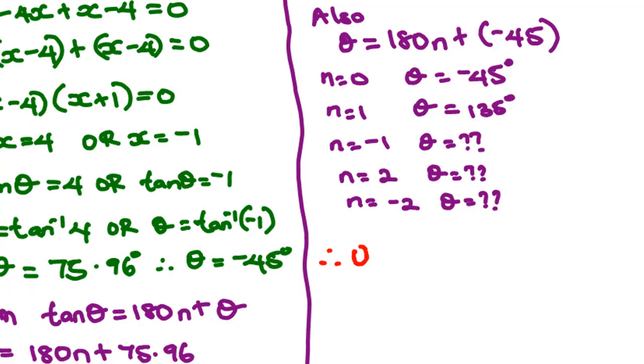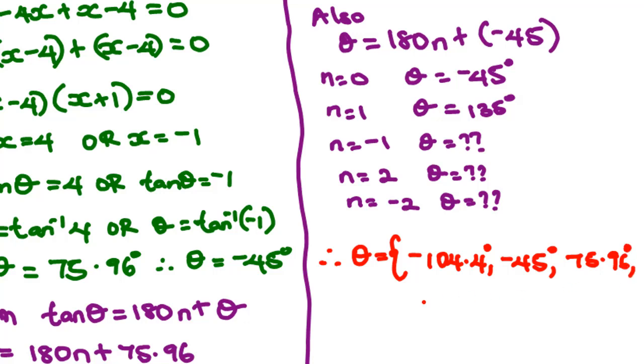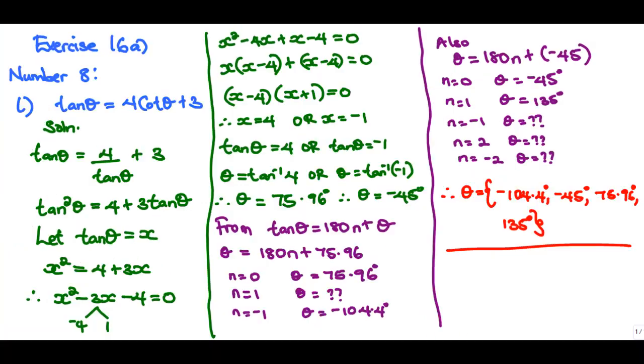And therefore the angles that fall inside that range and satisfy the equation that was given to us earlier, which was tan theta is equal to 4 cot theta plus 3, are those four angles: negative 104.4 degrees, negative 45 degrees, 75.96 degrees, and finally 135 degrees. And that's our answer.